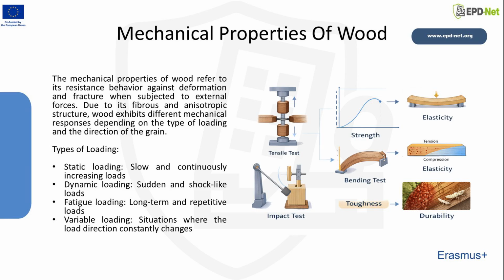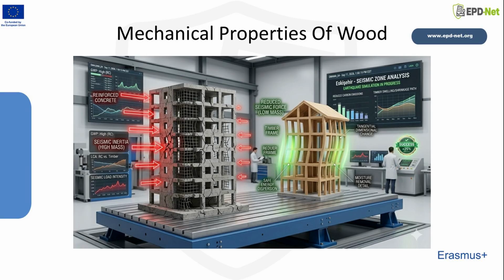There are several types of loading. Static loading refers to slow and continuously increasing loads. Dynamic loading refers to sudden and shock-like loads, which are especially important in earthquakes, impacts, and vibration conditions. Fatigue loading describes long-term and repetitive loads. Variable loading occurs when the load direction constantly changes. Understanding these loading types is essential for safe timber design. Wood generally performs best when loads act parallel to the fibers. Therefore, structural design must carefully consider load direction, member orientation, and connection details.